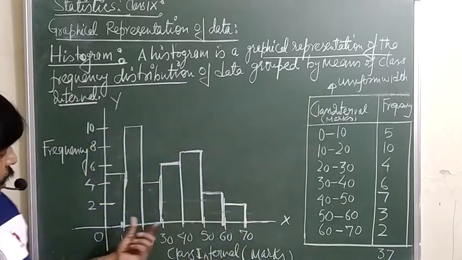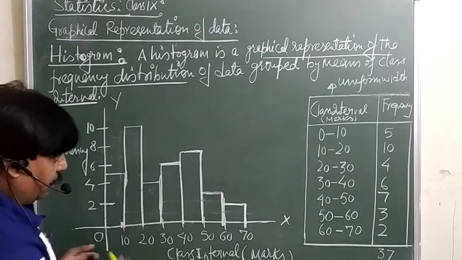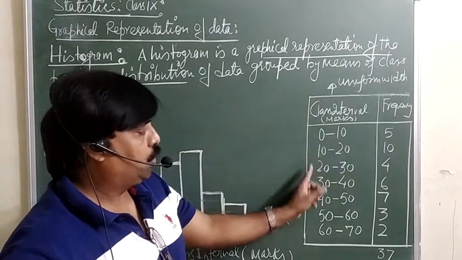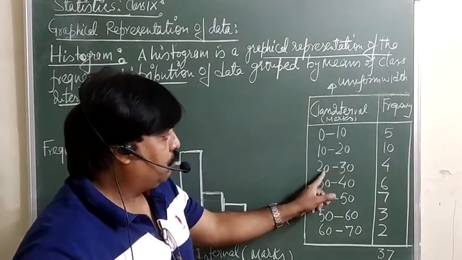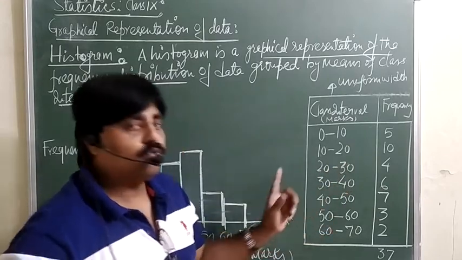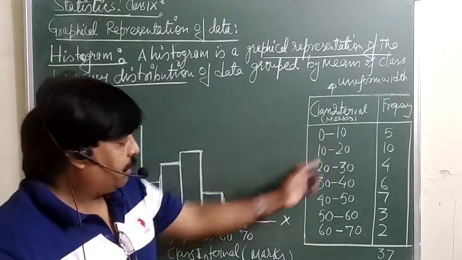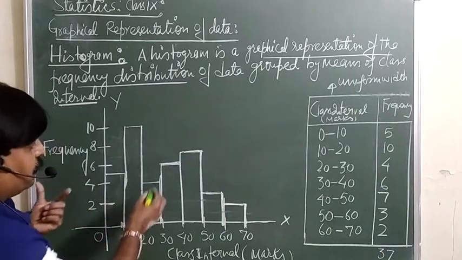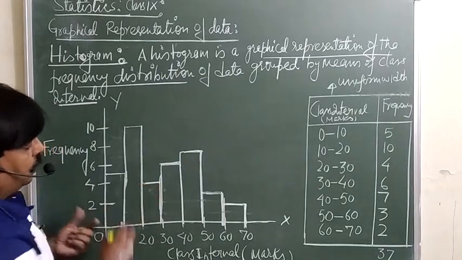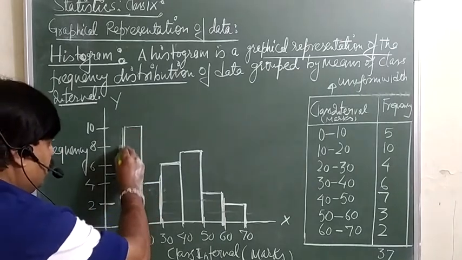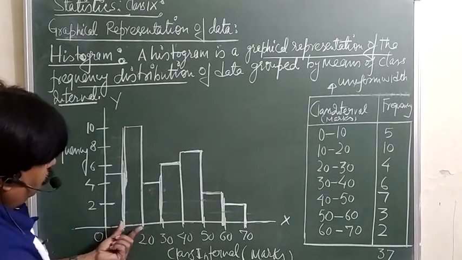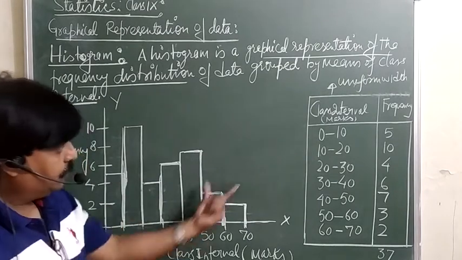This is the histogram. There should be no gap between the bars, and that depends on the distribution. These must coincide. If they do not coincide, we are supposed to make them coincide, otherwise a gap will come. This is the important point for the histogram: there should be no gap between these bars. Have a look.